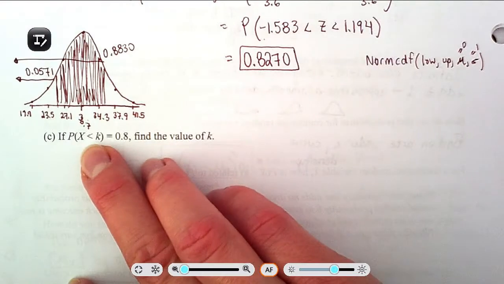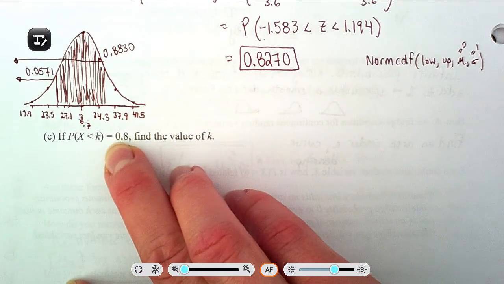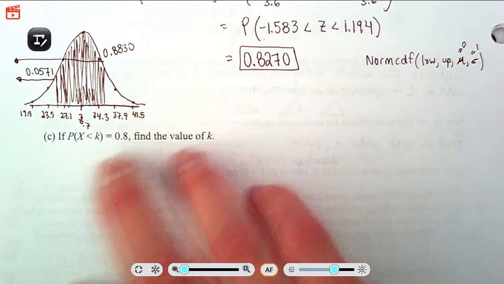If the probability of x is less than k is 0.8, find the value of k. Oh, I'm sorry, we don't do that one.